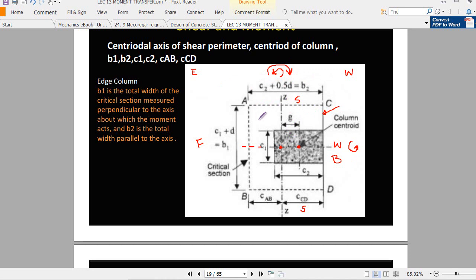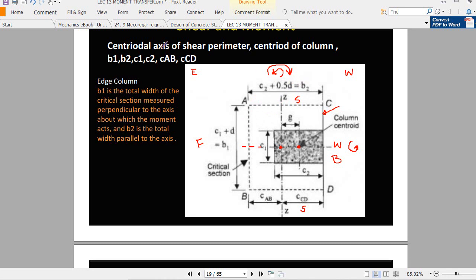Now the front width of the shear parameter is equal to C1 plus d, which is represented by B1. Now what are B1 and B2? This is very important. By understanding the moment transfer, you must know about B1 and B2. Here I write: B1 is the total width of the critical section measured perpendicular to the axis about which the moment acts, and B2 is the total width parallel to the axis. This is very important, right?